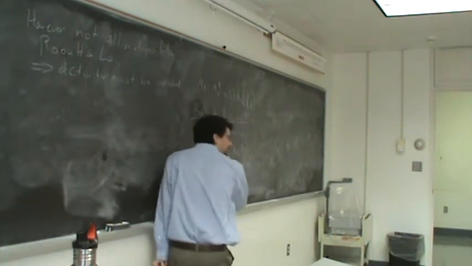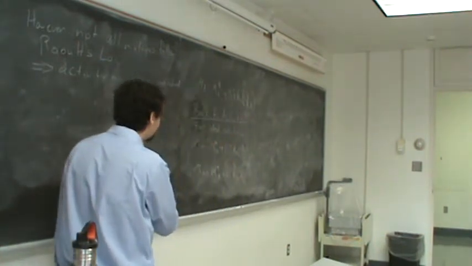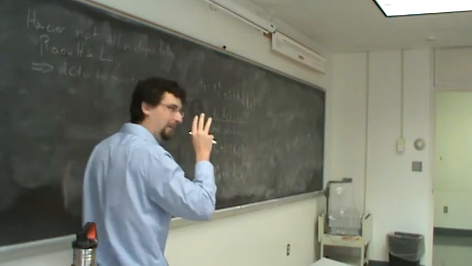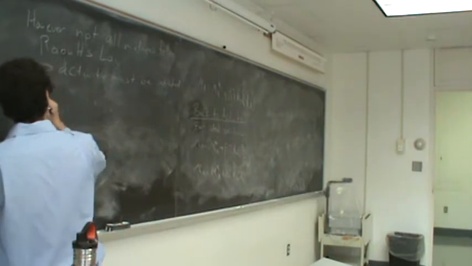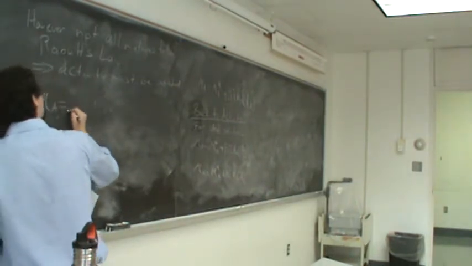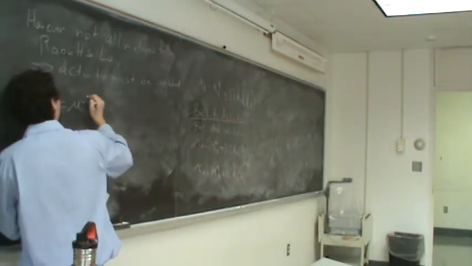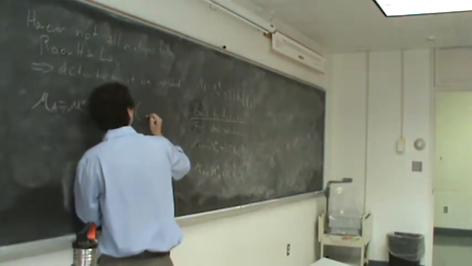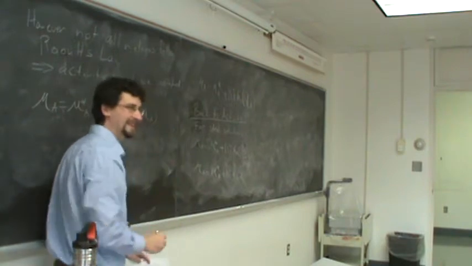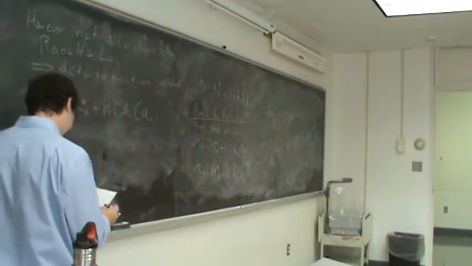Where is the activity going to go, though? The ln. Yeah, the ln. We're going to put the activities in there. So, mu A is just equal to mu A star plus RT ln activity of A. Everything goes in the ln.